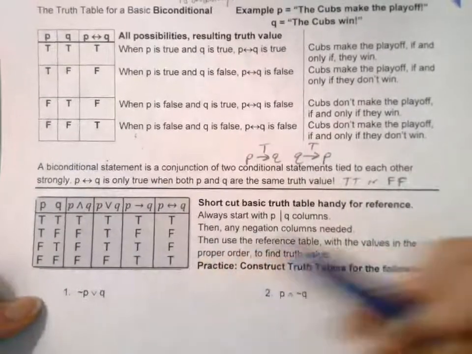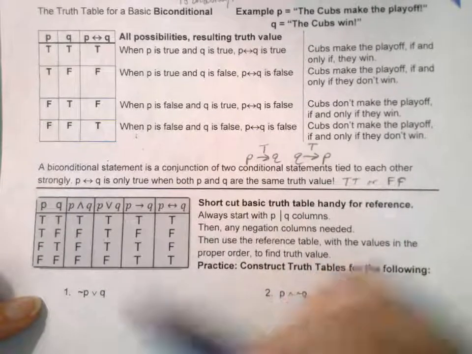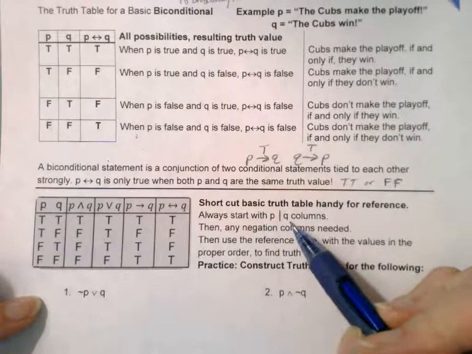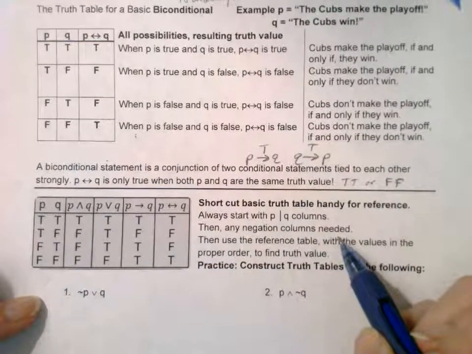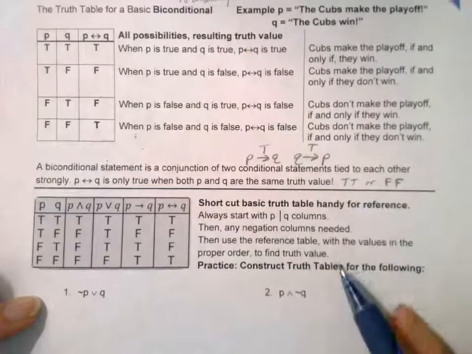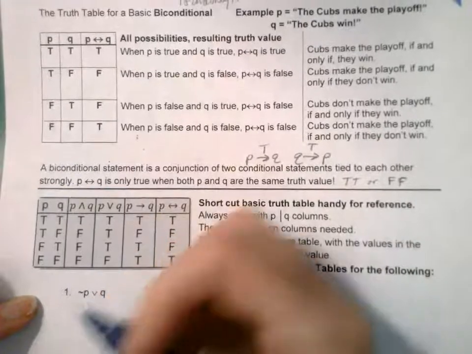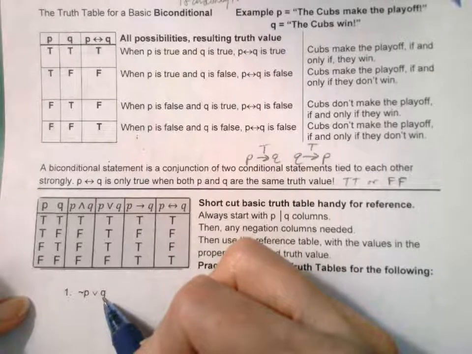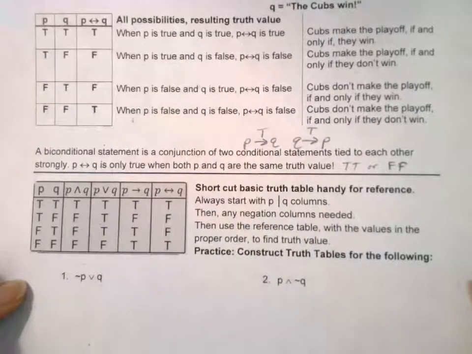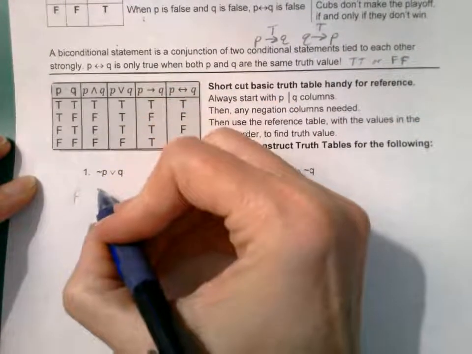So when you construct a truth table of whatever they're asking, always start with the P and Q columns that are the same, then any negations that are needed, and then use the reference to figure out the rest of the truth values in the proper order. So I'm trying to find if this compound statement here is true or false. What I want to do is construct my own truth table. And like it says, you start with the P's and the Q's.